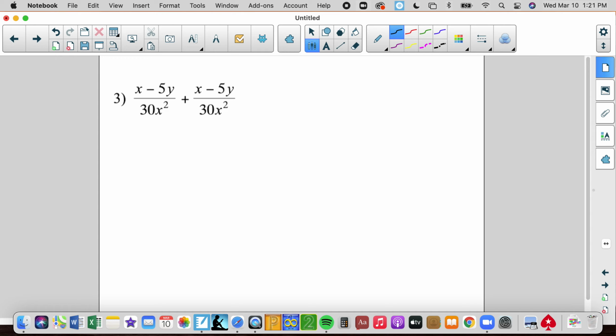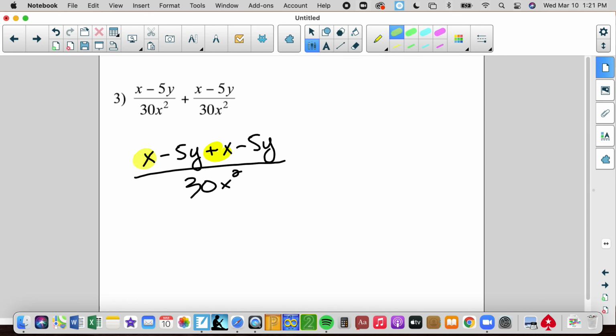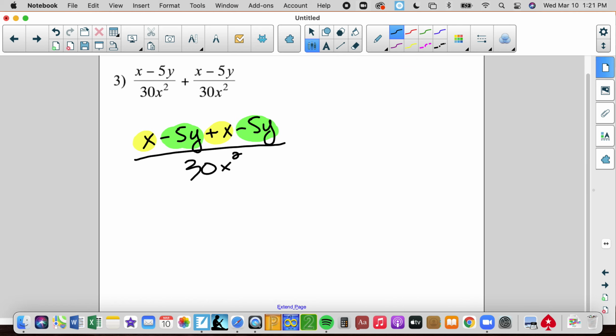Number 3, still like terms. We have an addition sign, so we can just put everything over 30x squared. We again want to combine like terms. We have an x and an x. We have a negative 5y and a negative 5y. That will give me 2x. X plus x is 2x. Negative 5y minus 5y is negative 10y, all over 30x squared.